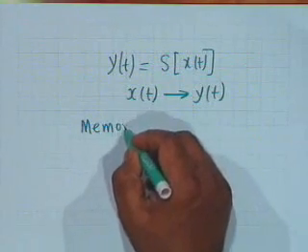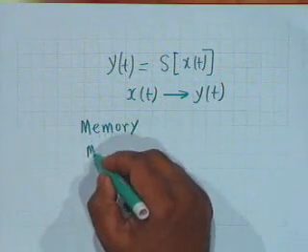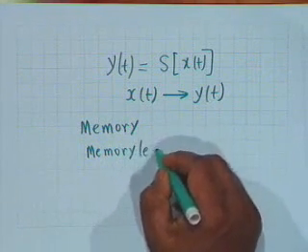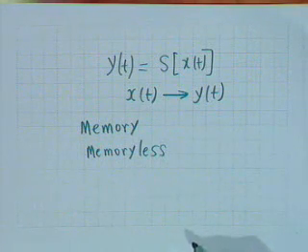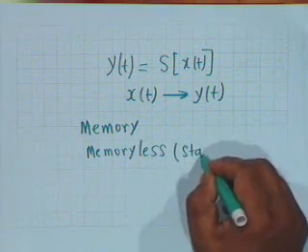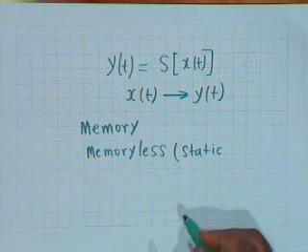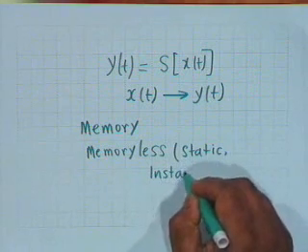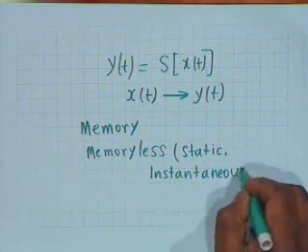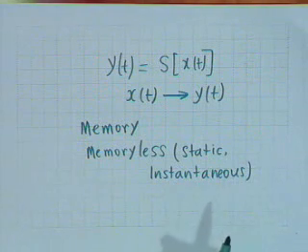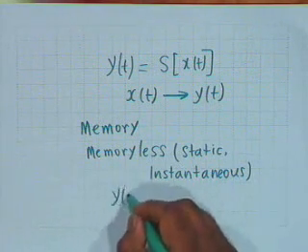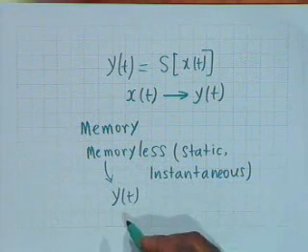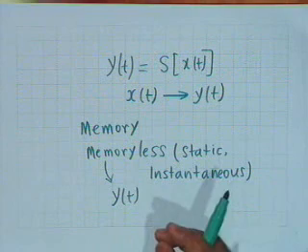Now, one basis for classification of systems has already been discussed in the previous class. This is based on memory. Does the system possess memory, or does it not possess a memory? If it does not possess a memory, then it is called a memoryless system. Other names for a memoryless system are a static system, for example a resistor, or an instantaneous system. The definition being that the system is memoryless if its present output y of t does not depend on its past inputs.